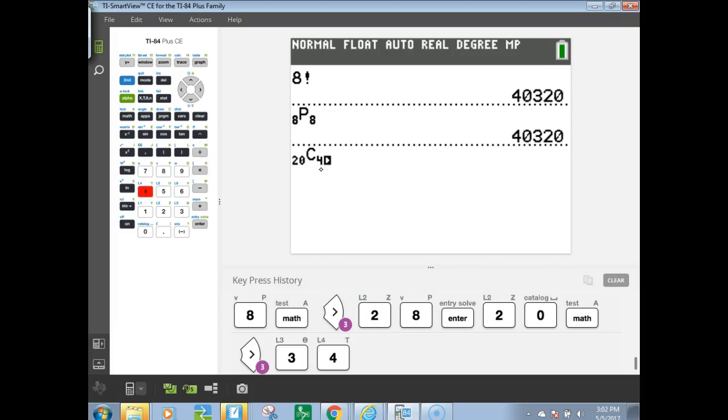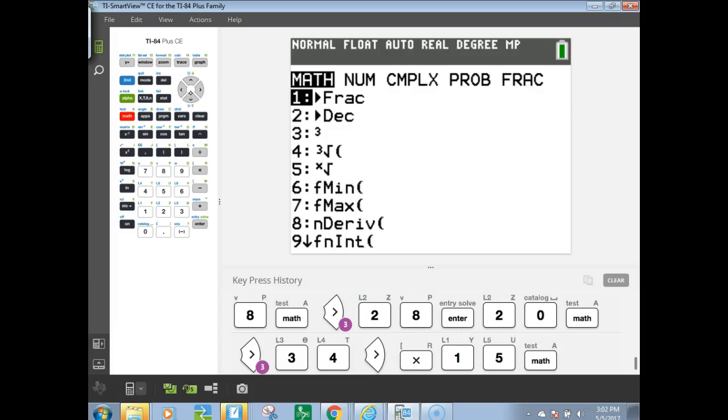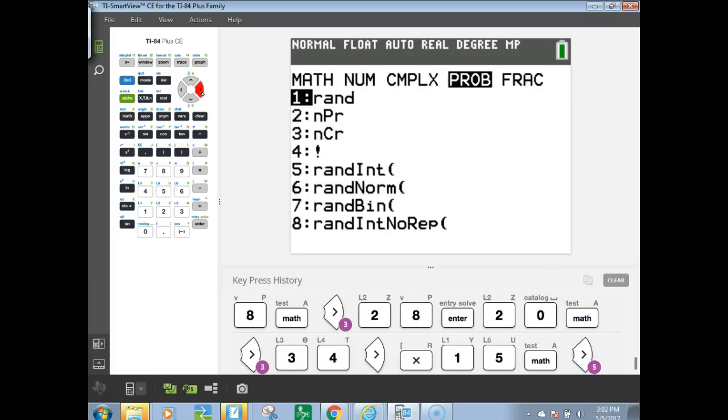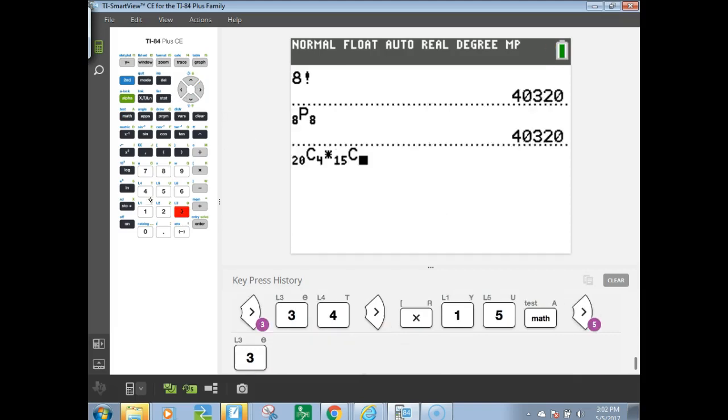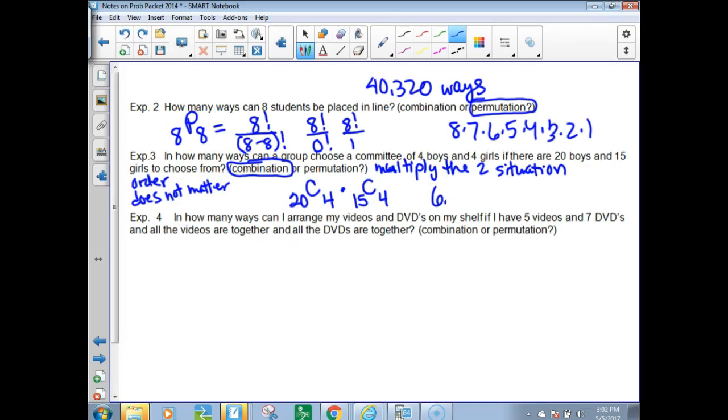Now, careful, we're still in the subscript right now. So if you have one of the newer operating systems, you need to arrow to the right to get out of there. And then you can hit times 15, math, probability, choice 3, and we want 4 of those girls. So it's 6,613,425. That's how many ways. Crazy, huh?